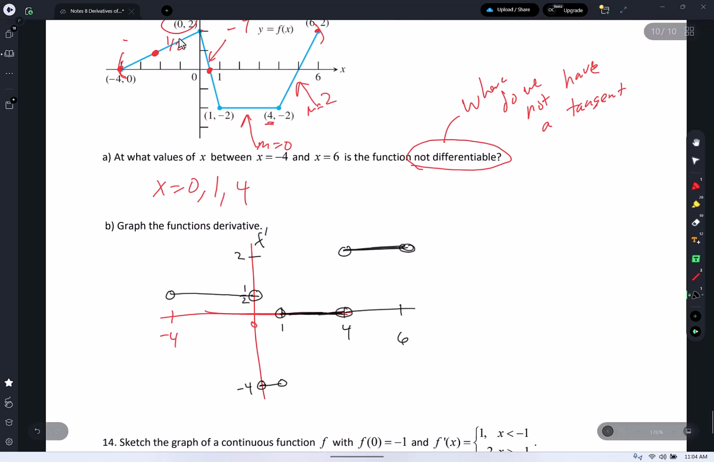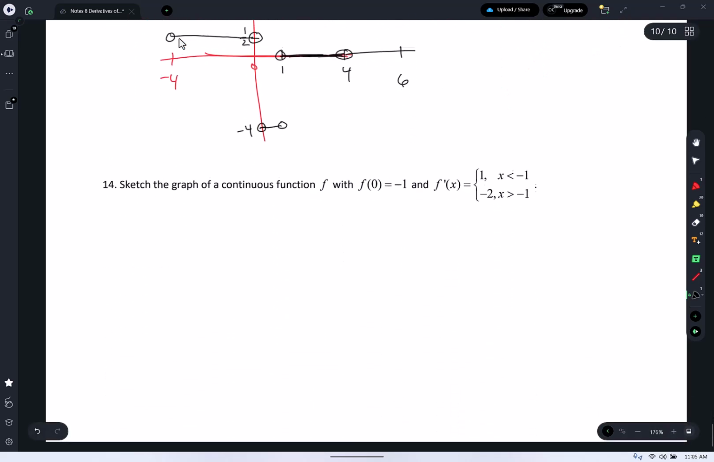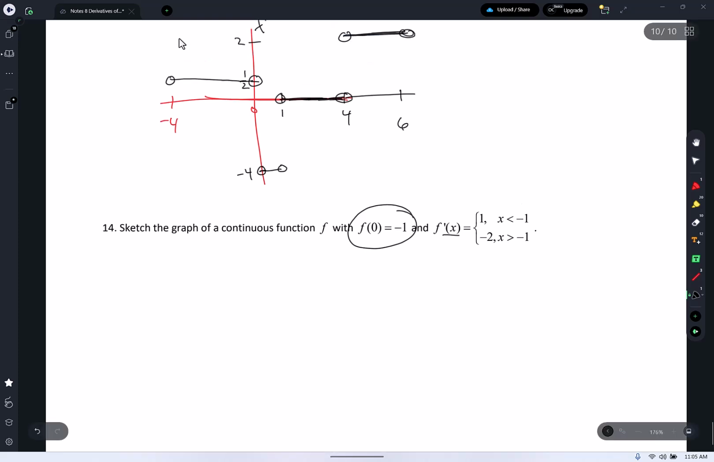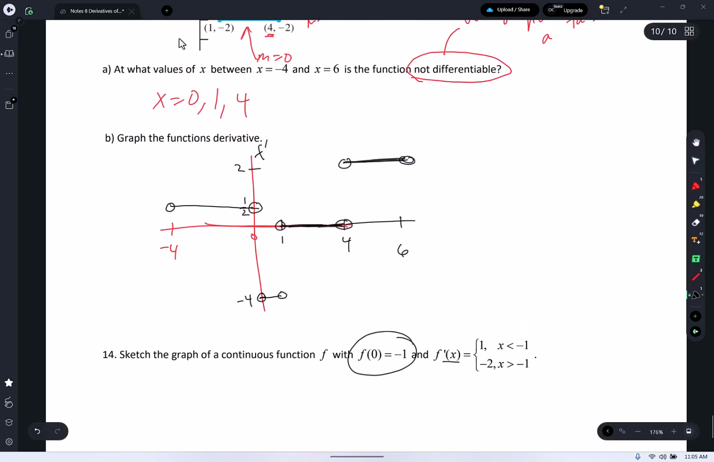Last one. All right, last one. Sketch the graph of a continuous function f with f of 0 equals -1. This is what we're going to plot first. If these are my derivatives. Remember, these are slopes. What's up? Okay, I'll slow down. We're not there yet.